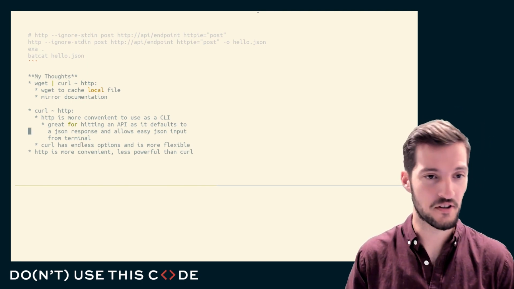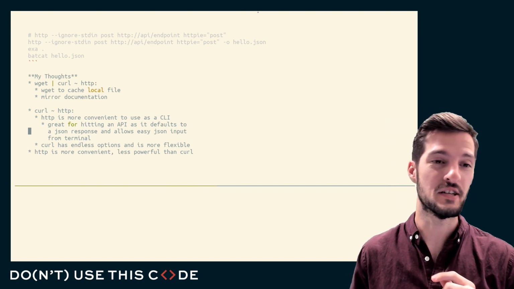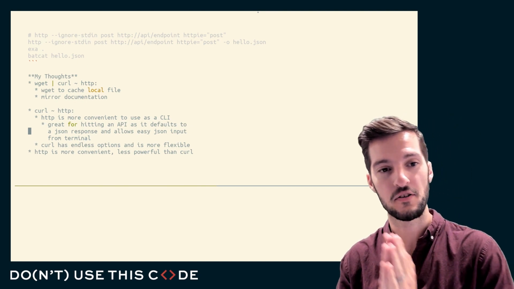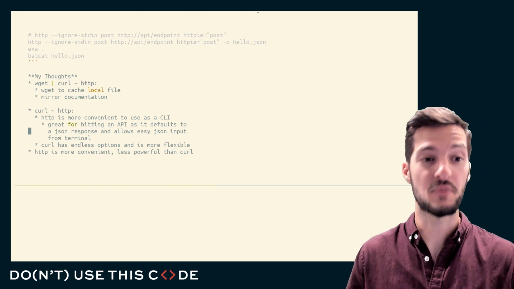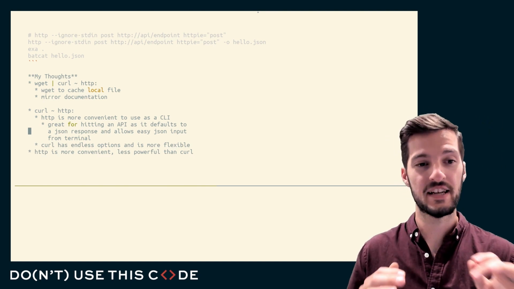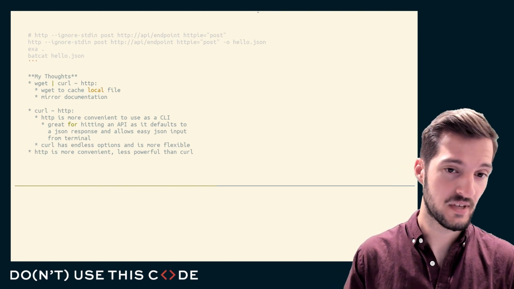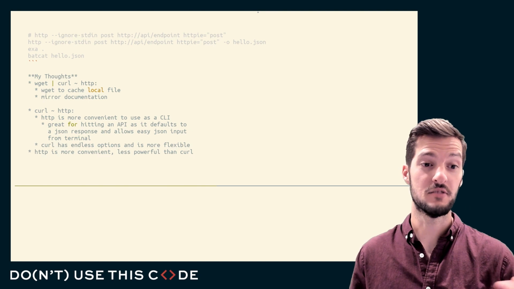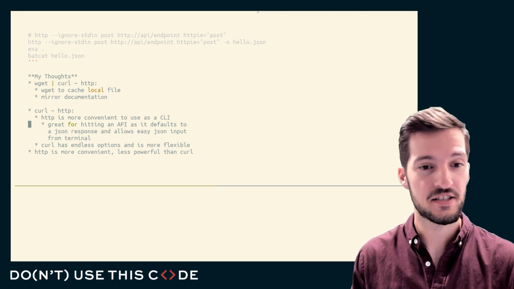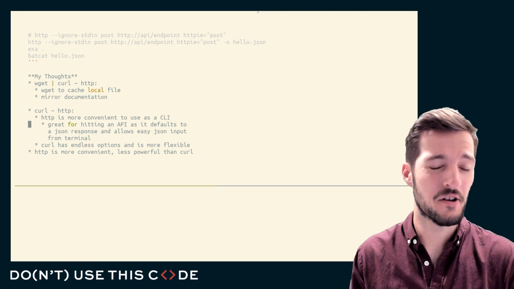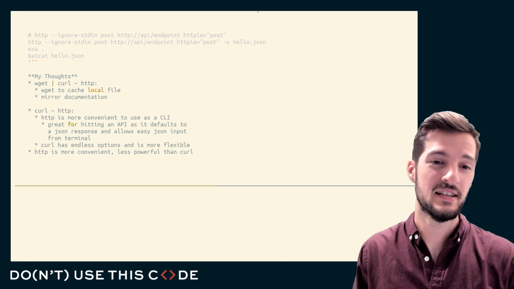So what are my thoughts on all this? Well, wget is very convenient, but it's a little bit different of a tool than curl and HTTPie. Wget is great for caching local files or mirroring documentation, whereas curl and HTTPie are extremely flexible in what they can do. I would say that HTTPie is more convenient to use as a CLI, command line interface, and it's great for just hitting an API, right? You don't need to specify too many arguments. You can just get that JSON response right back. Fantastic.